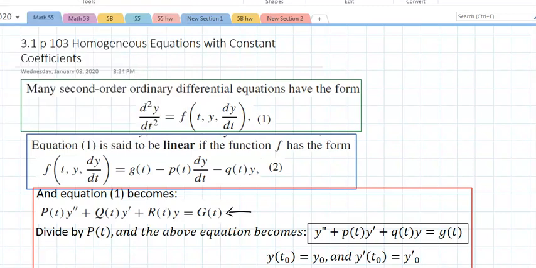Alright. Section 3.1 is on page 103. It talks about homogeneous equations with constant coefficients. Chapter 3 is really the same thing over and over. You want to get the first section down, because it repeats in sections 3.3, 3.4, 3.5, and builds all the way throughout. So, many second order differential equations have the form y double prime equals f of t.